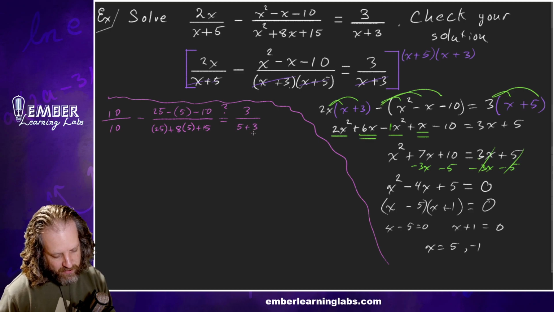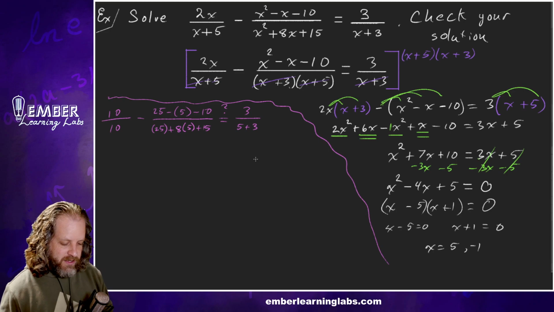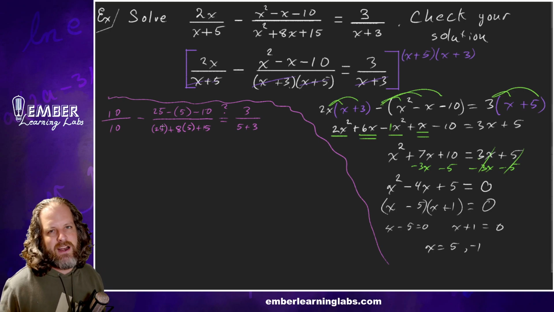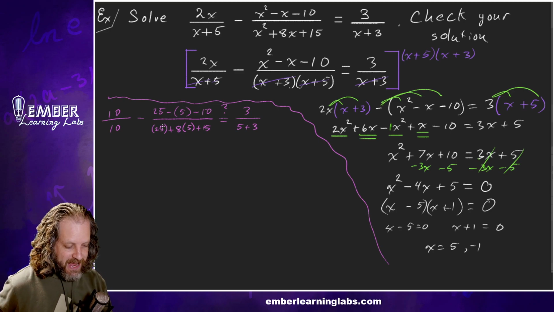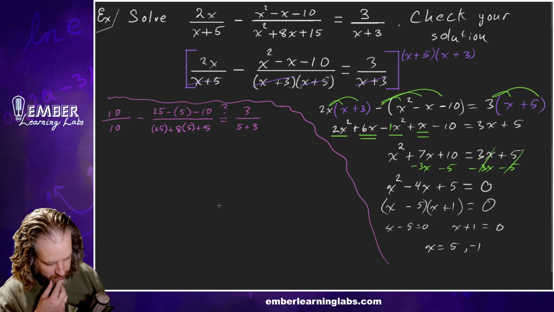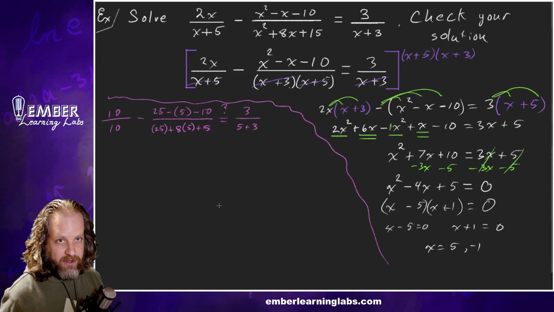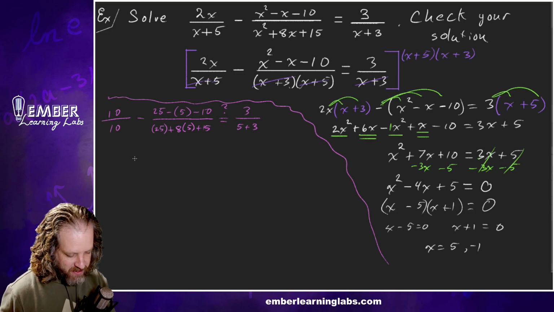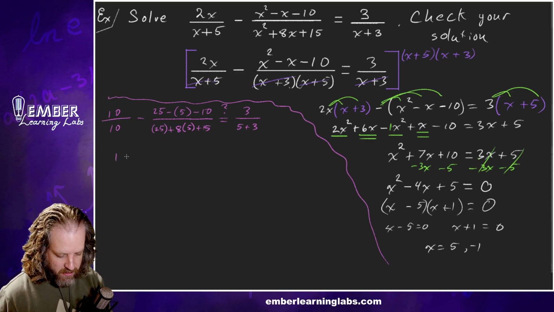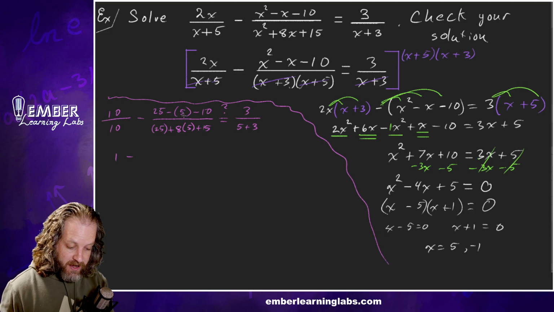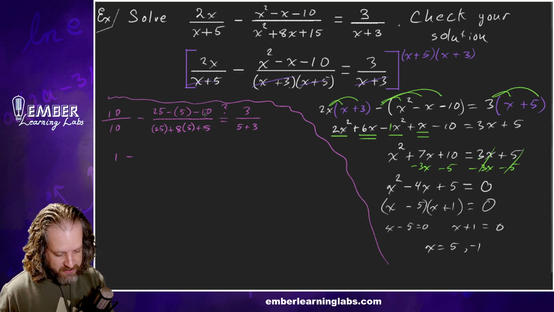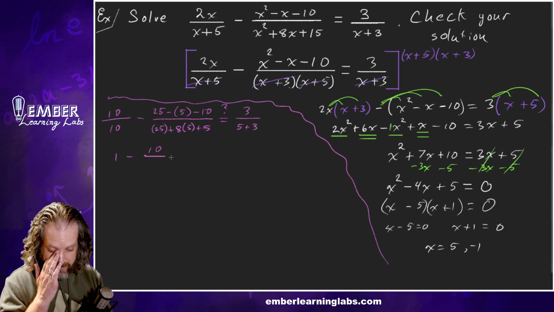Really, all we're really checking for on these equation ones is, does it mess up the denominator? Does that happen? We'll see what happens here in just a moment. 1 minus 25 minus 5 is 20 minus 10 is 10. So minus 10 over 25 plus 8 times 5.